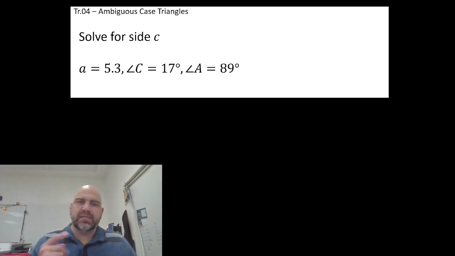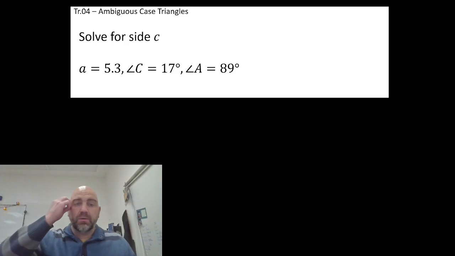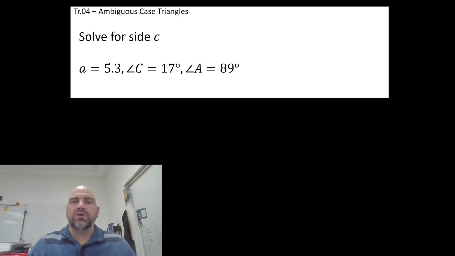In this case, we're given one side length and two angles. So therefore, we can solve for another angle, we can solve for another side length, and we can solve for this whole triangle. Now what you're going to notice here is that we are given side A, angle C, angle A, and we're asked to solve for side C. This looks like a pretty typical sine law question, but let's draw out a diagram and see how it works.